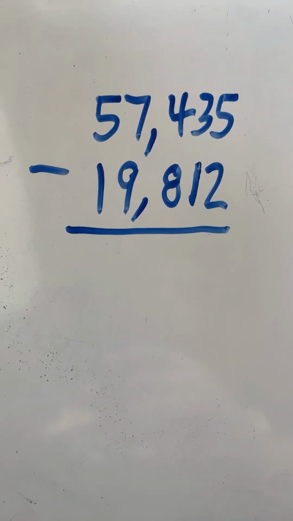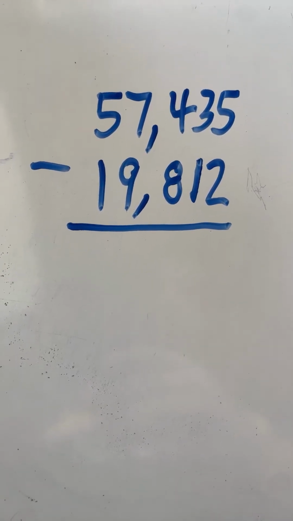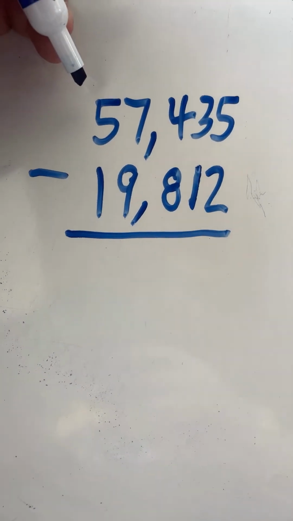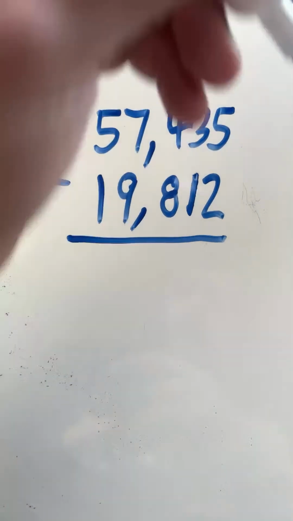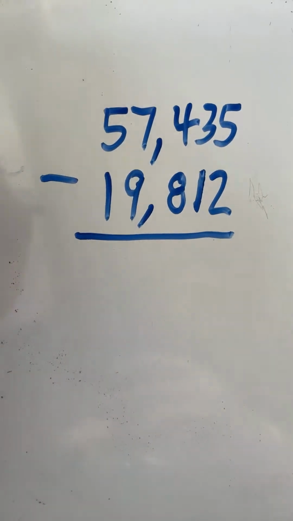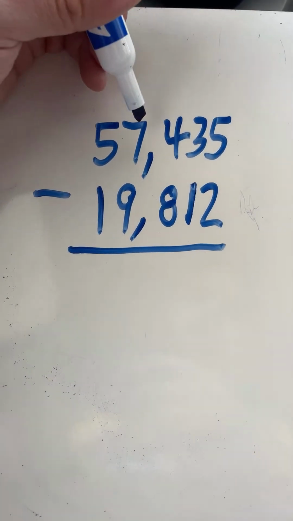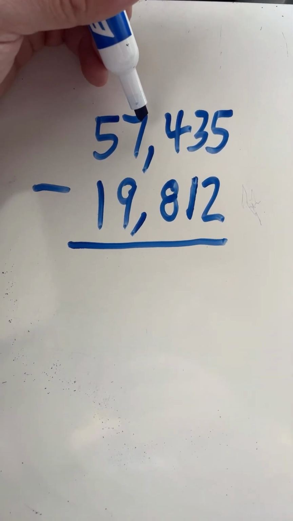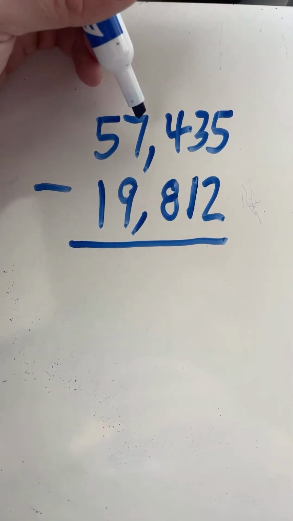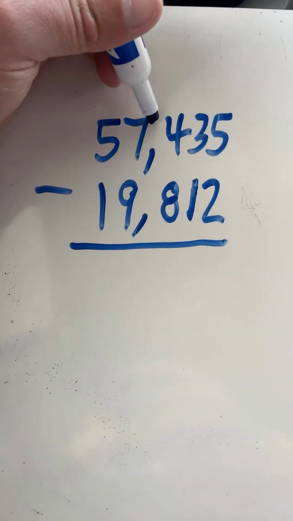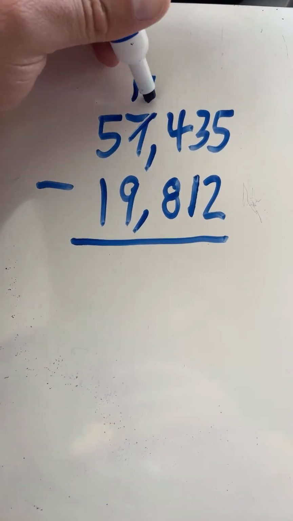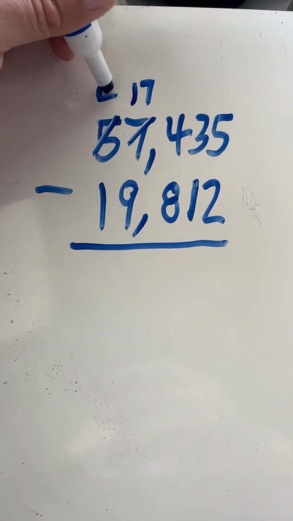So again, we're going to do all our regrouping before we do any subtraction. We regroup from left to right, and then we subtract from right to left. So in the thousands place, you cannot start out with 7 and take away 9. So we have to take a 10 from the 10,000s place. The 7 is going to become a 17. The 5 is going to become a 4.